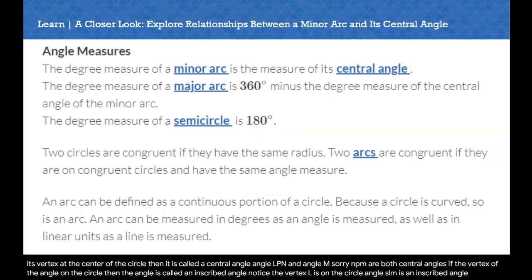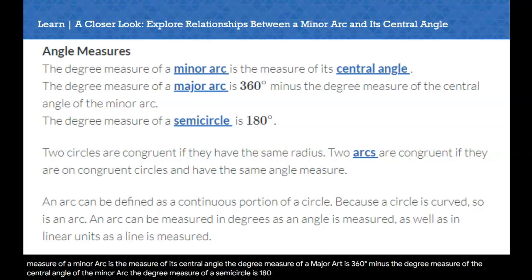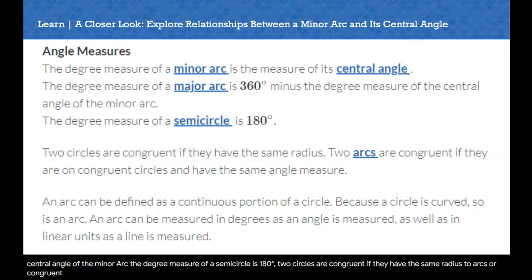The degree measure of a minor arc is the measure of its central angle. The degree measure of a major arc is 360 degrees minus the degree measure of the central angle of the minor arc. The degree measure of a semicircle is 180 degrees. Two circles are congruent if they have the same radius. Two arcs are congruent if they are on congruent circles and have the same angle measure.